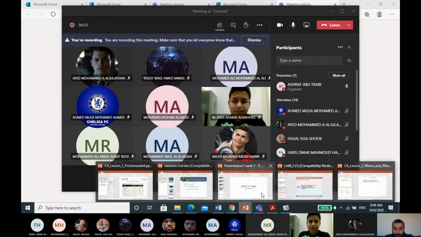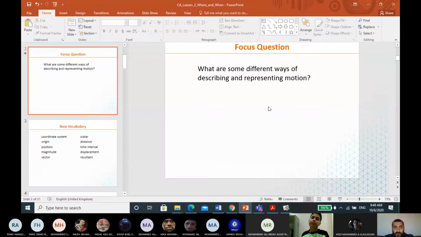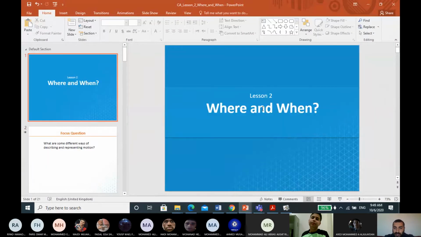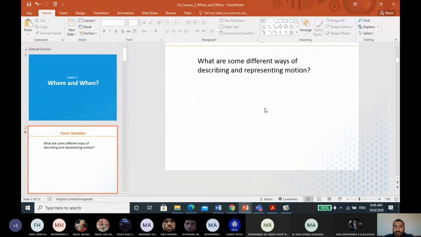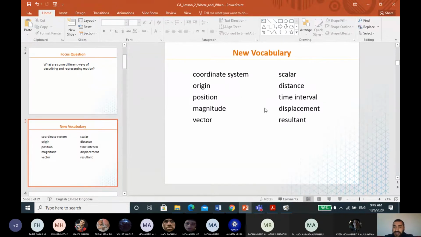So now let's start, guys. When and where, it's another time. Okay, so you all know how to describe motion, you all know how to locate your position. Last time we talked about the coordinate system, the origin, the position, the magnitude of the position, the magnitude of everything. How to calculate the magnitude just by seeing the coordinate system.